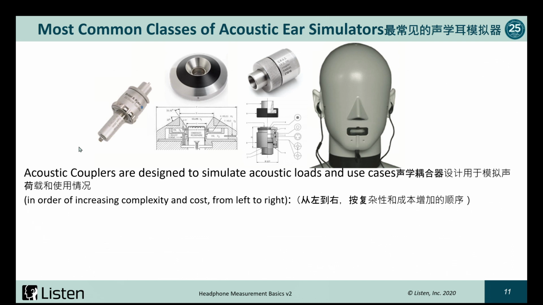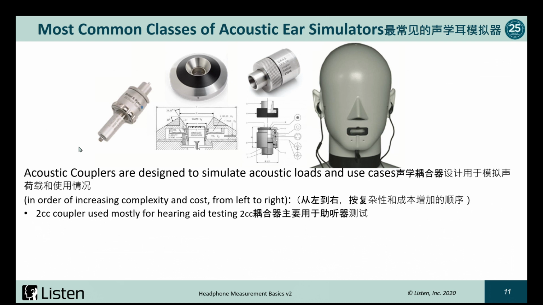So the most common class of acoustic ear simulators are below. I'm going to talk about it from left to right with increasing complexity. We start out with a very simple 2cc coupler, which is a single volume, a simple volume. That's why I don't even show a diagram or a cutaway of it. It was really used and still is used mostly for hearing aid testing.